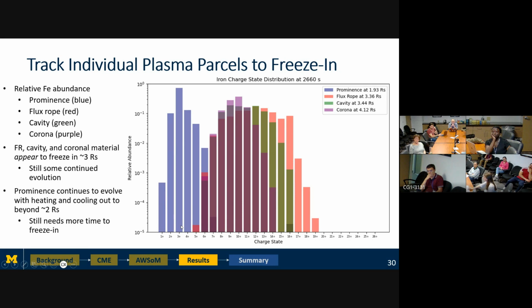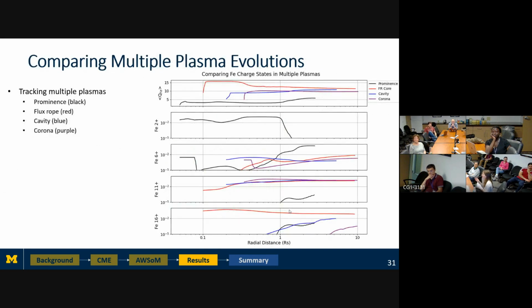But the prominence is really what begins heating, and you can start seeing it right now, starting to poke up in the back here at about 2 solar radii. And we continue to see that even much past 5 solar radii, it's still evolving quite a bit. So generally, we need to spend more time freezing this in. But this is kind of a long video, so I also made this into individual line plots.